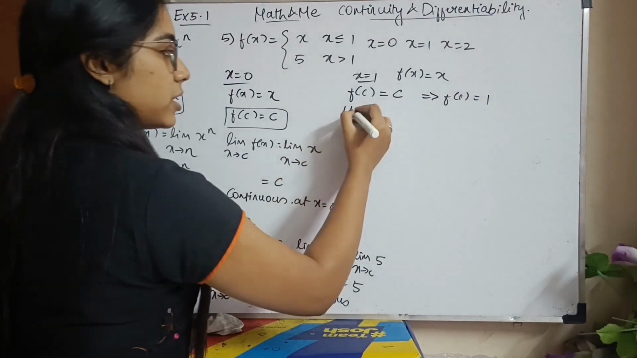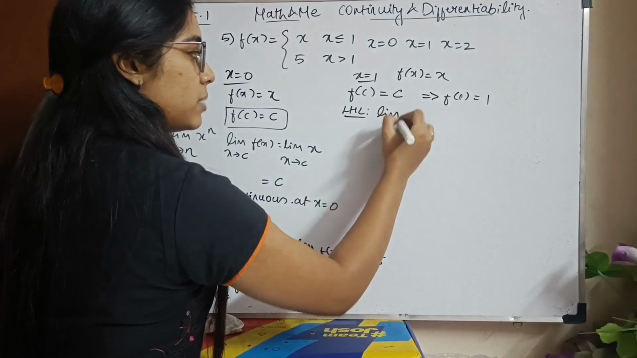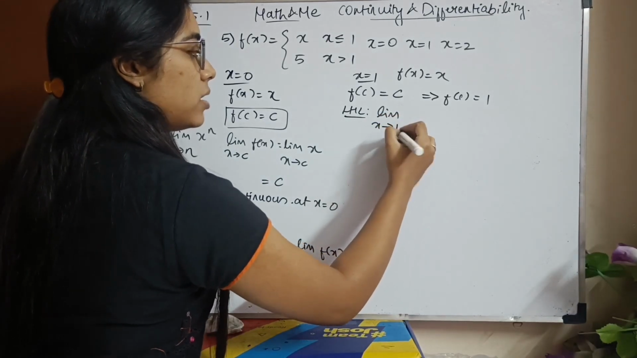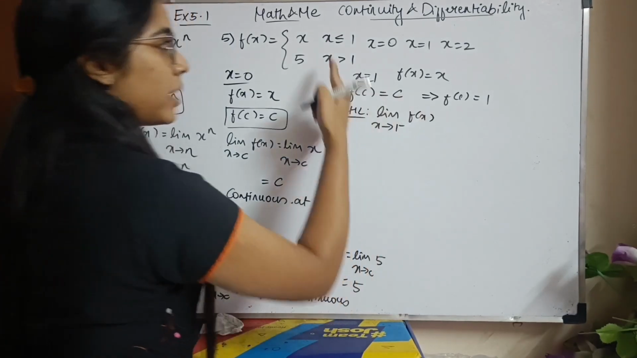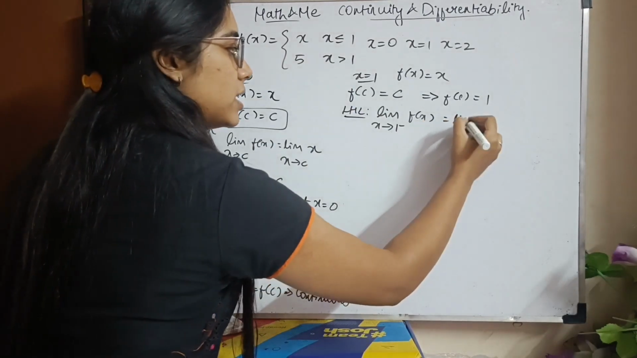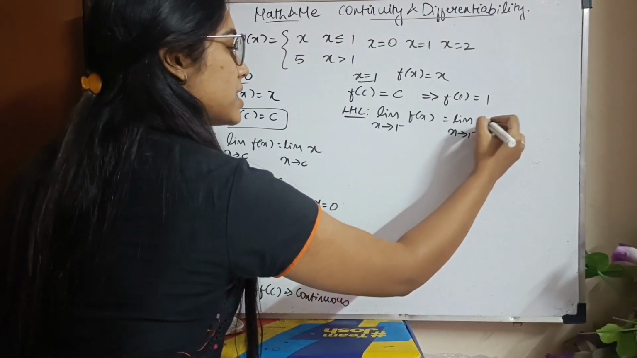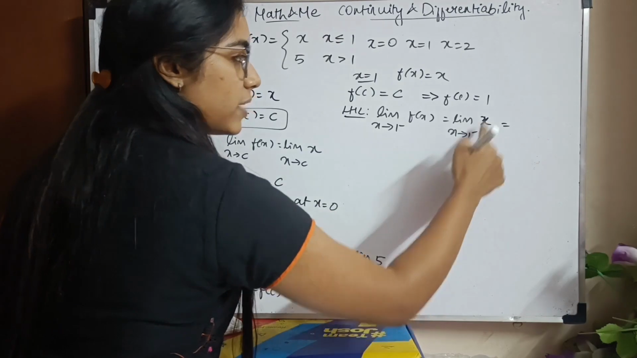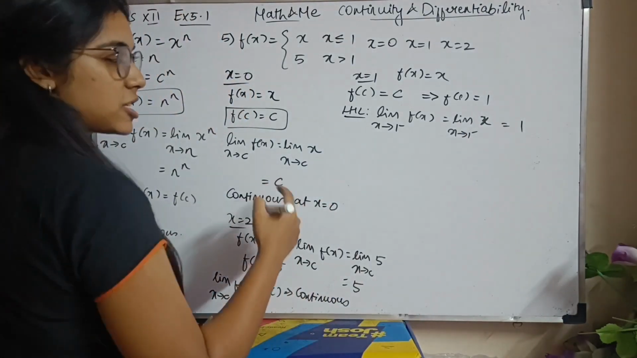Okay, இப்போ left hand limit. Left hand limit என்ன தெரியும்? Limit x tends to 1 minus of f of x. 1 minus na less than. So I'll have limit x tends to 1 minus of x, which is going to be, when I substitute the value, I'll have 1. So this is my left hand limit.